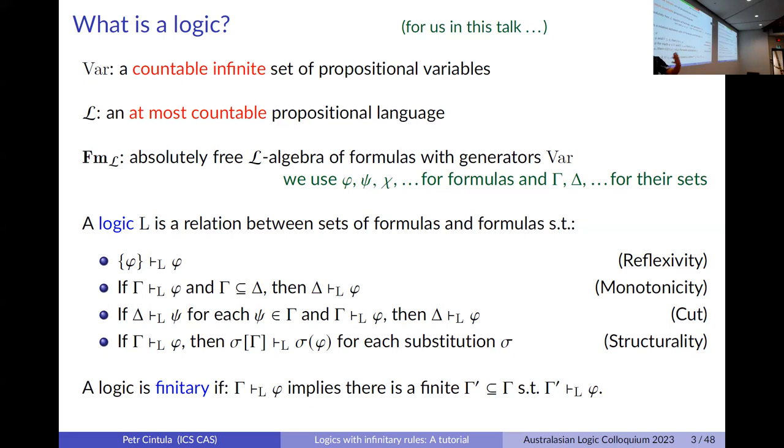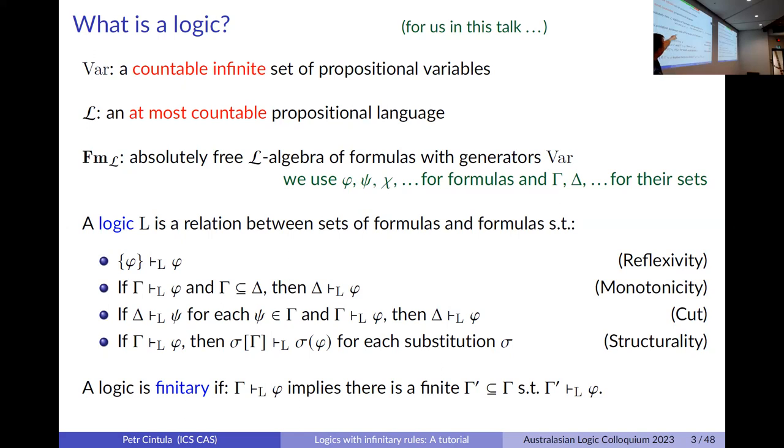We can be very fast in the beginning. What is more important here? I'm fixing some things. I always have a countably infinite set of variables and I have at most countable languages. This will play a role at some moments. I will use the bold FML for the absolutely free algebra of the formulas. I will use this to make evaluations and substitutions.